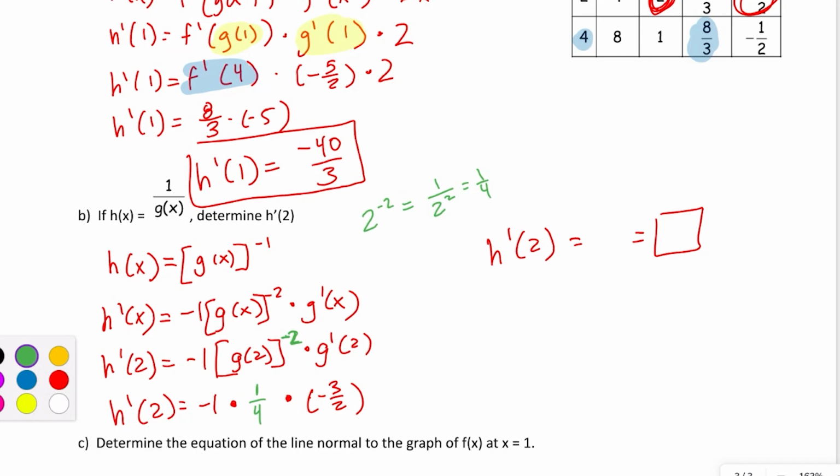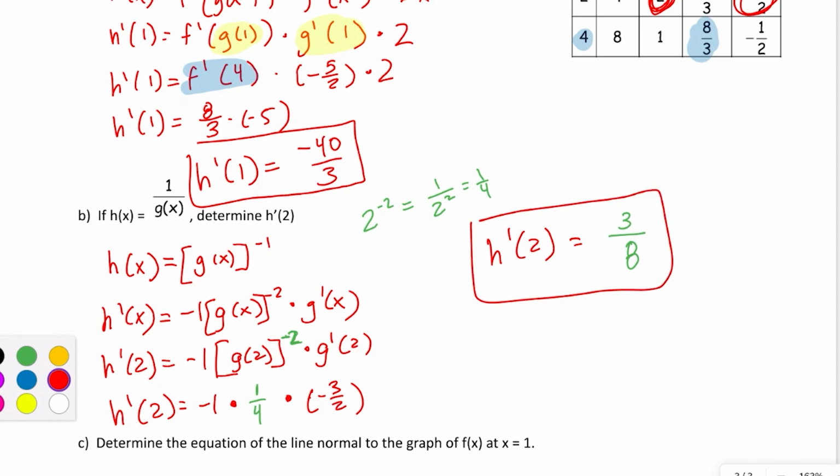Now if I do that multiplication, I get negative 1 times 1/4 is negative 1/4, times negative 3/2. Let me erase all this and do that again. So negative 1 times negative 3 is going to be positive 3. And then 4 times 2 is 8. So I take it back. Our answer is actually going to be 3/8 here. Sorry about that. Yeah, it should be 3/8.